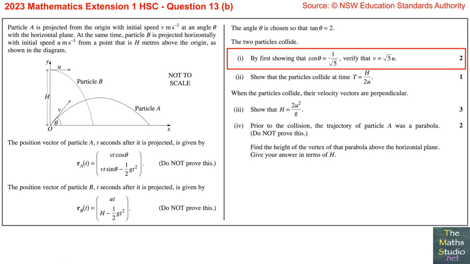Part 1. By first showing that cos theta equals 1 over the square root of 5, verify that v equals the square root of 5 times u.